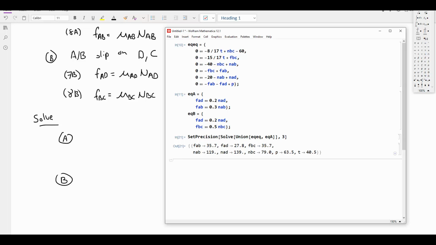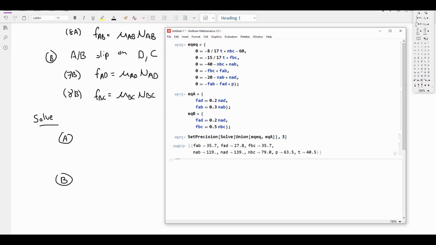Okay, so now we see we have our list here of all 8 of our unknowns solved for. This is under scenario A. And we can see we have our FAB, FAD, FBC. So one thing we can check right away is all of our frictional forces are positive. That's crucial. And all of the normal forces are positive as well. That has to be true in these friction problems. Friction forces must be positive, normal forces must be positive.